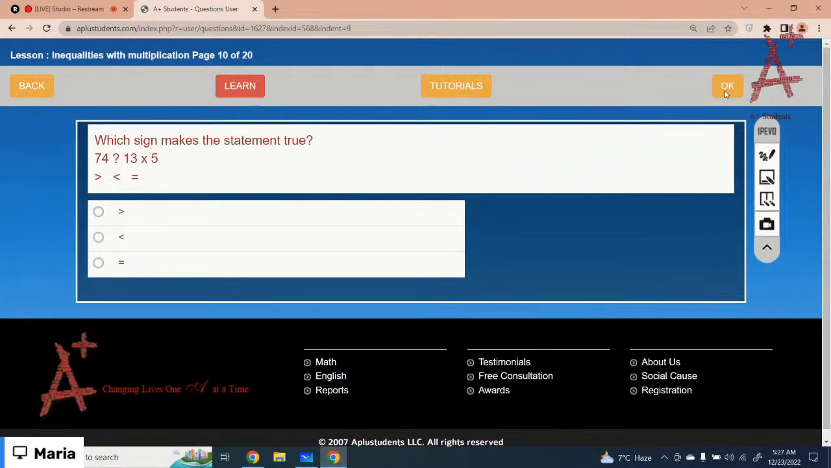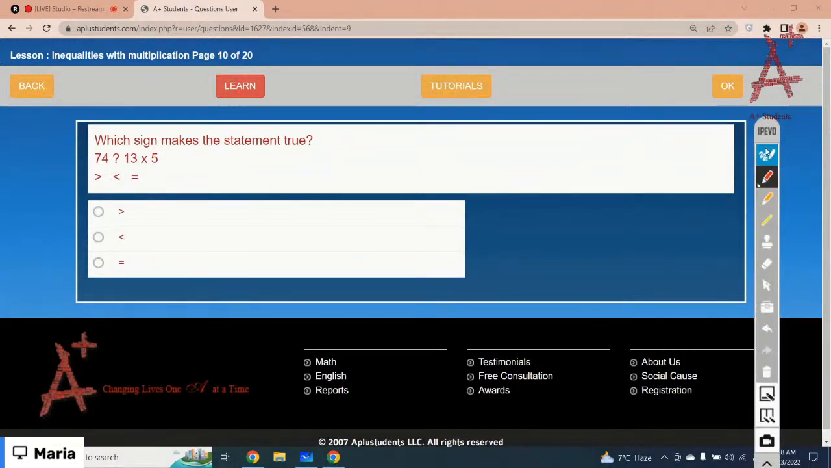Okay, the next one is 74 and 13 times 5. So 13 times 5 is 65. Got it? So you have to compare 74 and 65. Got it? Let's just do 13 times 5. 13 times 5 is 65.